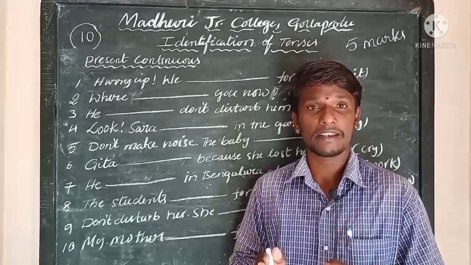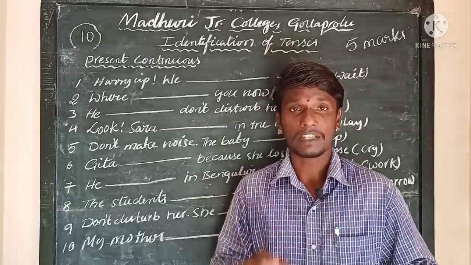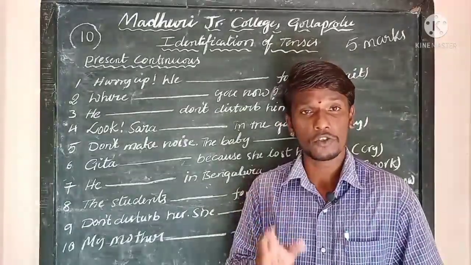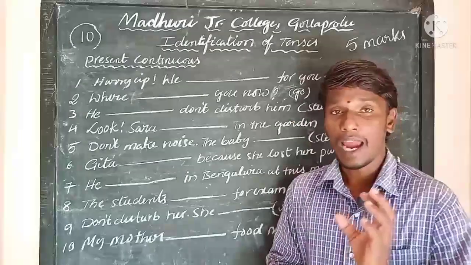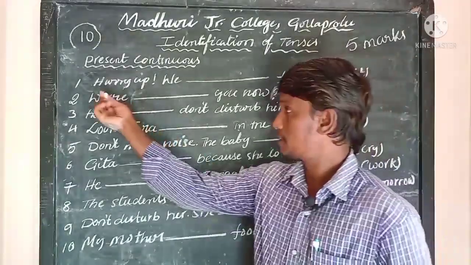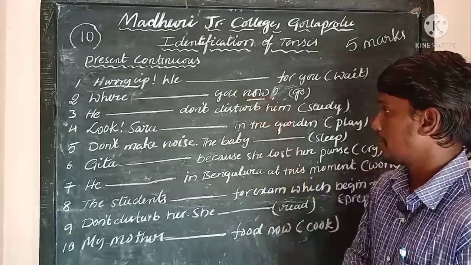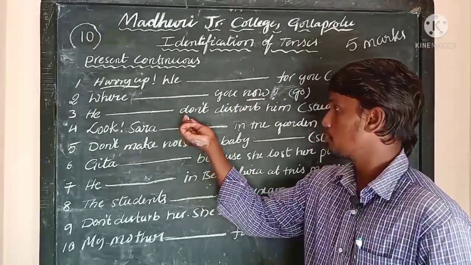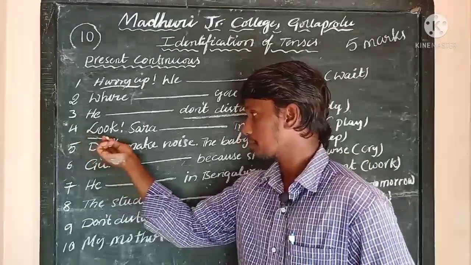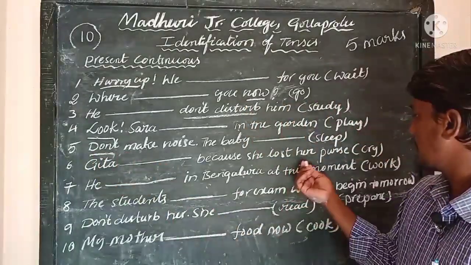And particularly present continuous tense can be identified if there is any indication of an action that is going on at the time of speaking. If the action is going on at the time of speaking, that should be written in present continuous tense. There are some indications to identify present continuous tense. For example, in the first sentence, hurry up. In the second one, see now, adverb of time. Coming to the third one, don't disturb. And the fourth one, look. Next one is, she lost her purse.